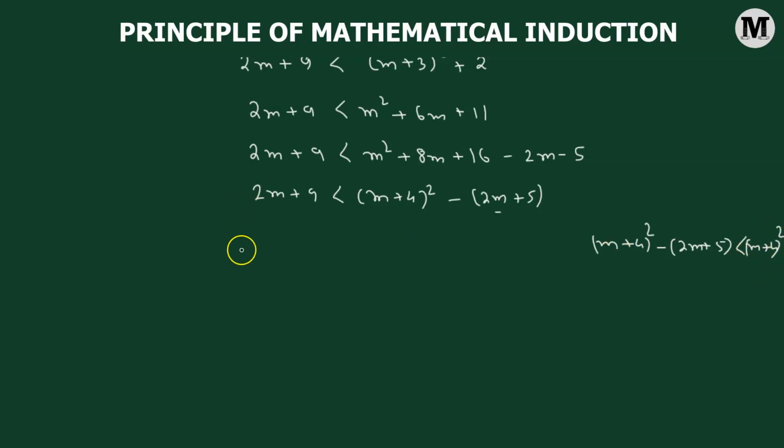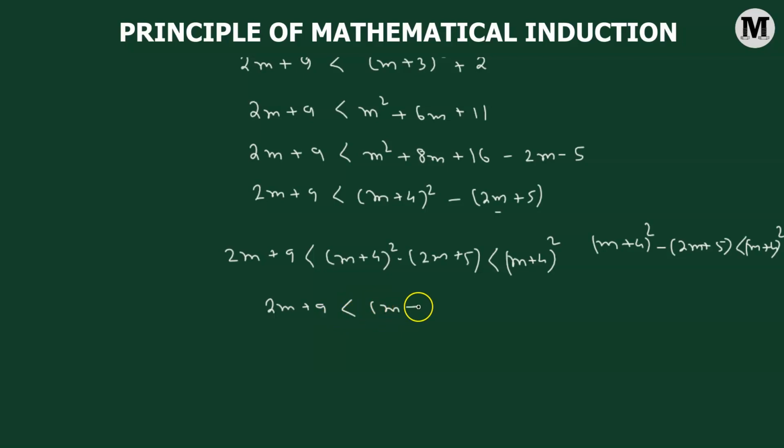In other words, we can say that 2m+9 is less than (m+4)² − (2m+5), and (m+4)² − (2m+5) is also going to be less than (m+4)². In other words, 2m+9 is less than (m+4)². So we're almost there.